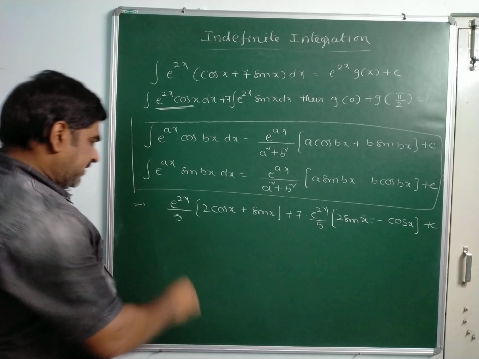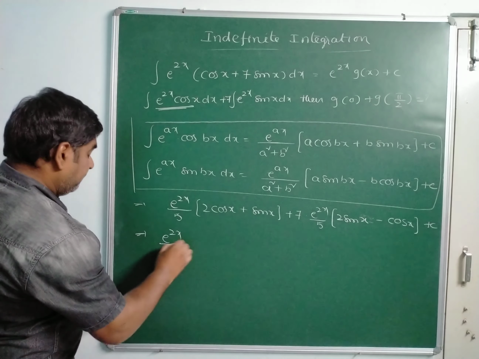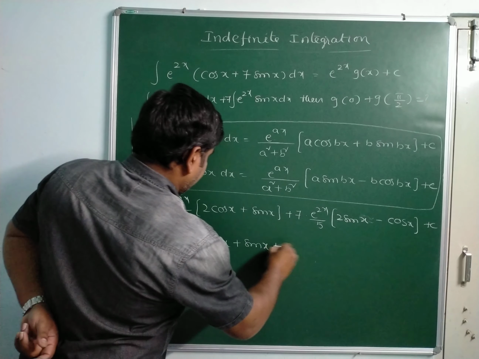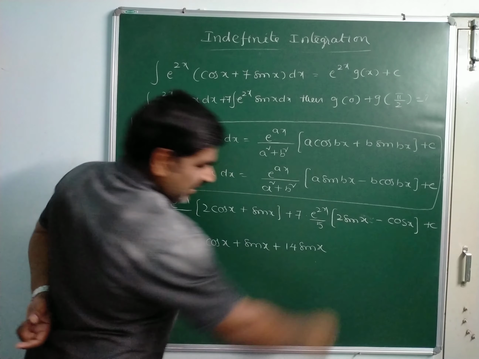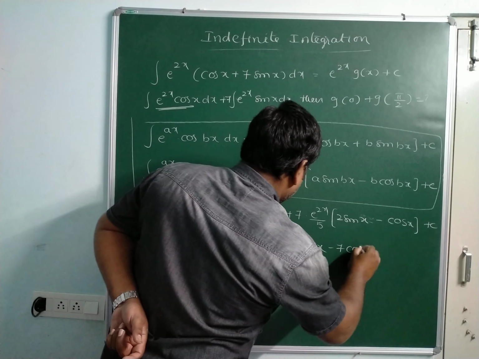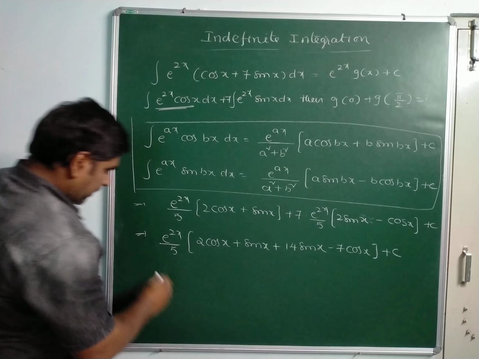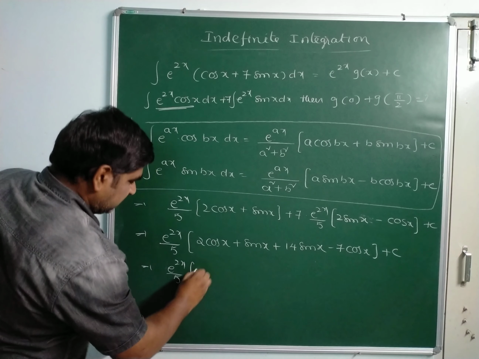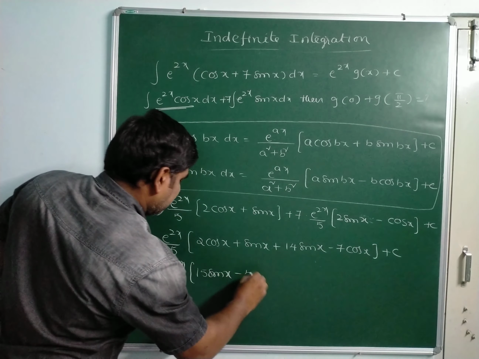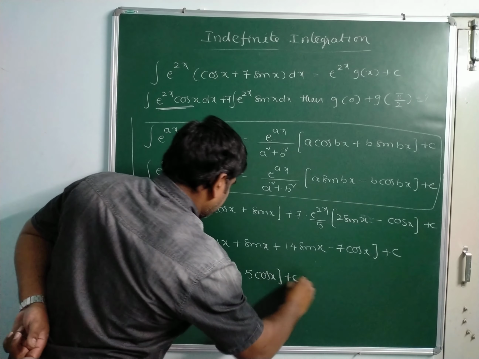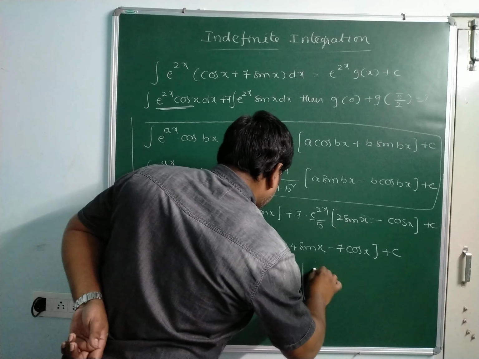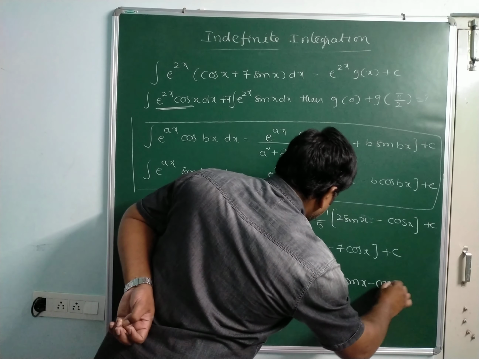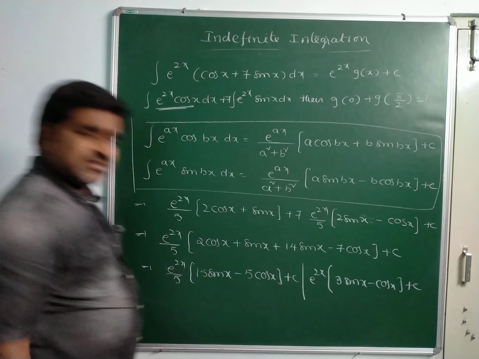So take e^(2x)/5 as a common term from both the terms, then write the remaining terms: 2 cos x + sin x + 14 sin x − 7 cos x, plus c. So e^(2x)/5 into (14 sin x + sin x is 15 sin x) 15 sin x − 5 cos x plus c. Finally the answer for this question is e^(2x) (3 sin x − cos x) + c.